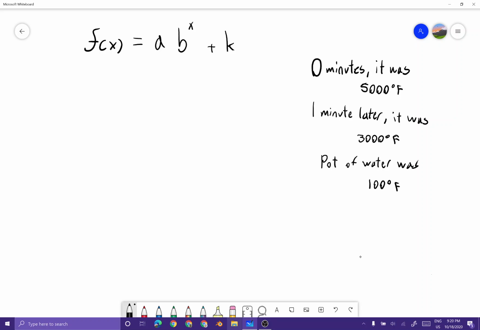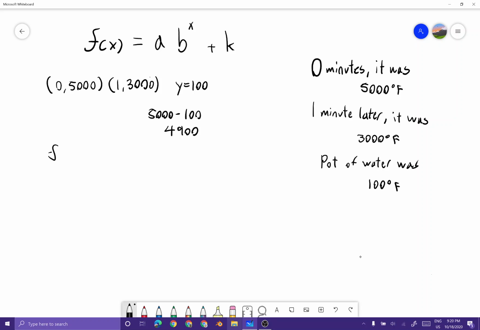So we have our points. We have (0, 5,000), (1, 3,000), and a horizontal asymptote of y equals 100. My screen is getting hotter and it's getting harder to write on, but it's fine because it's OBS's fault, the recording software. Without having to graph, already we know a. So that's 5,000 minus 100, or 4,900.